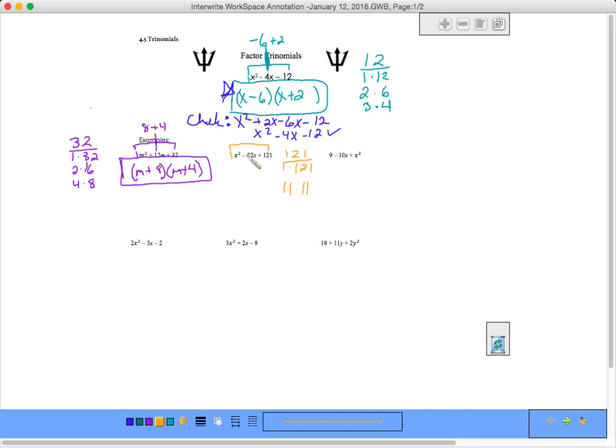Well, it also happens that negative 11 minus 11 would give me the negative 22 here in the middle. So I know that I need them both to be negative, x minus 11 and x minus 11. And I am finished.